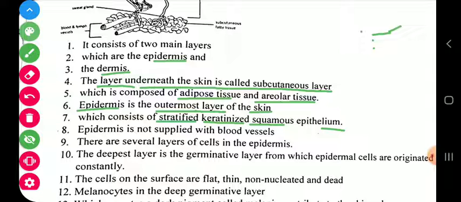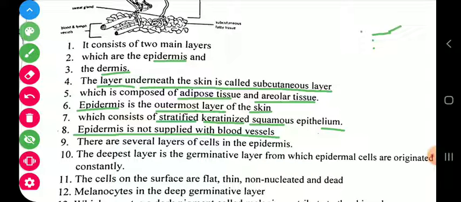So we have to be very specific. I'm not discussing these things in detail, as you all have already learned these lessons. I'm just trying to point out the important words that are required definitely for the essay. Epidermis is not supplied with blood vessels. That's a very critical point.